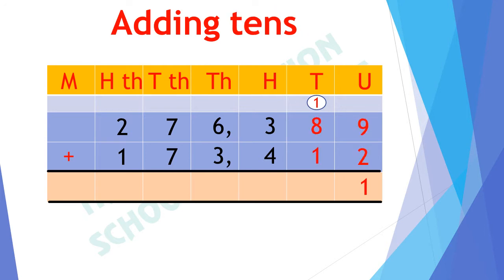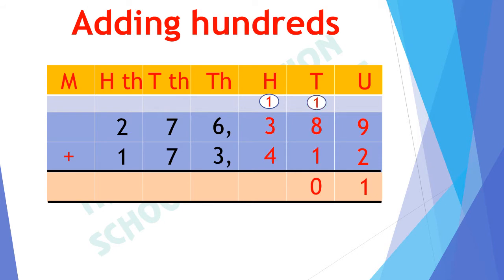Now we will add tens. In tens we have to add 1, 8 and 1. If we add 1 and 8, we get 9. In 9, if we add 1, we get 10. We will write 0 in tens column and we will carry forward 1 to hundreds. Now we will add hundreds. In hundreds column there is 1, 3 and 4. If we add 1 and 3, we get 4. In 4, if we add 4, we get 8. We will write 8 in hundreds column.